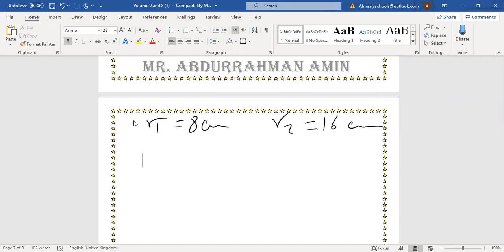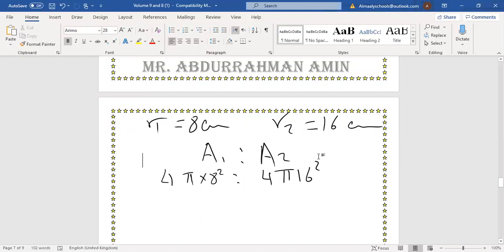So the area of the first sphere to the area of the second sphere, A to B. We'll find the area of the first sphere, so it will be 4 pi r square, so 4 pi 8 square. Very good. And 4 pi 16 square. You will simplify by 4, and you will simplify by pi, and 8 square to 16 square. Yes, 8 square means 8 multiplied by 8. That's right.